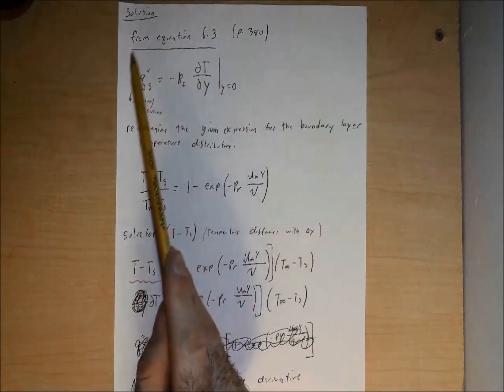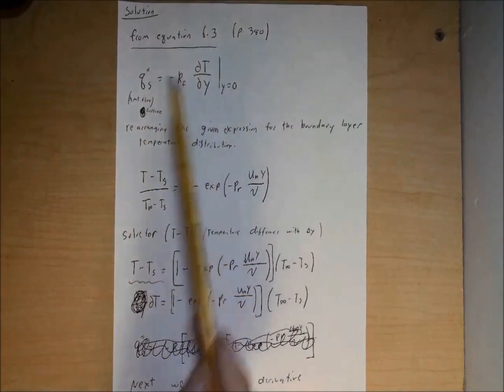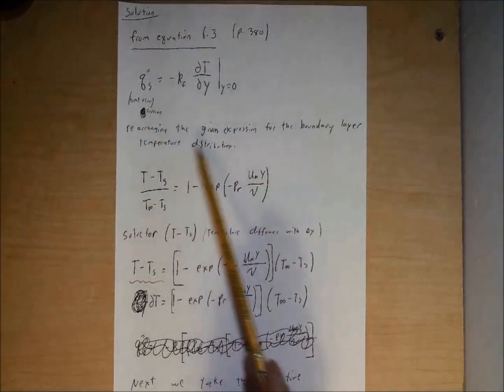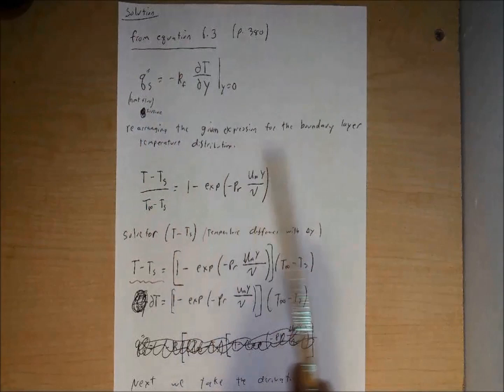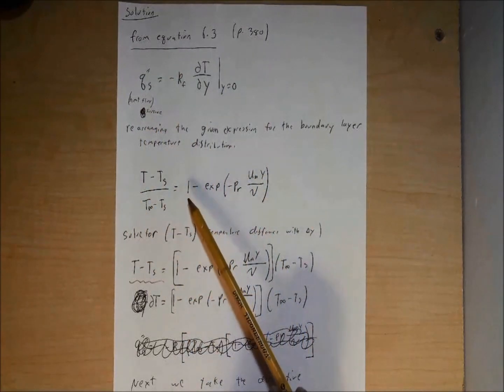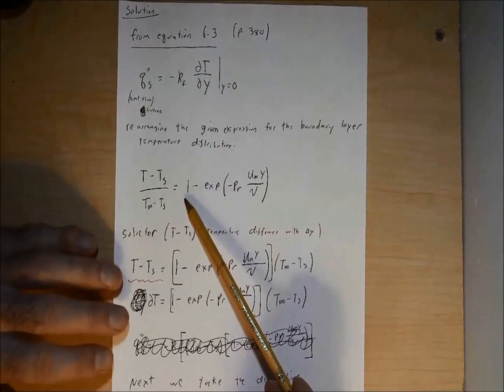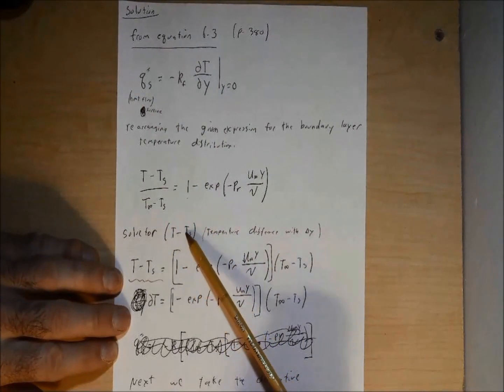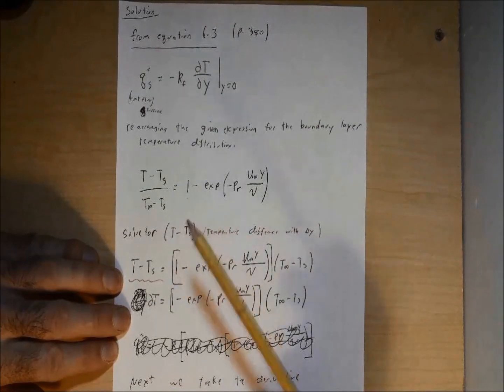So now that we have this relationship, the next step is to go ahead and rearrange the given expression for the boundary layer temperature distribution. That's the equation that we were given in the problem statement, shown down below. So we want to rearrange this, and the first thing we want to do is to solve for our temperature difference, T minus Ts. Ts is our surface temperature again.